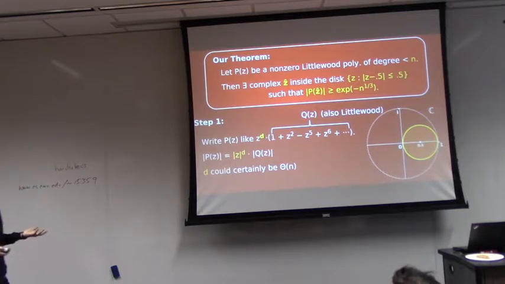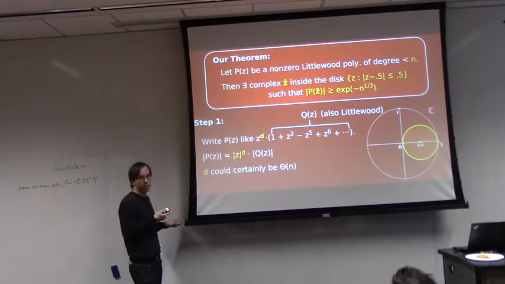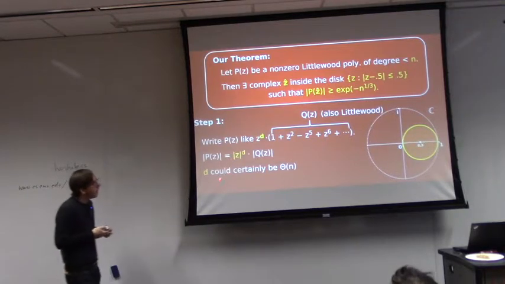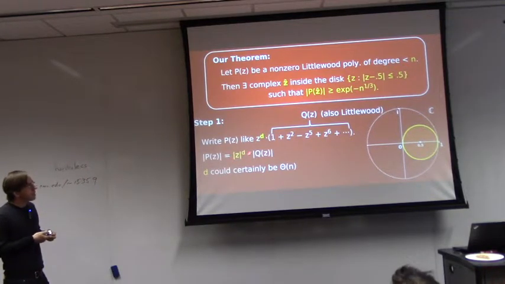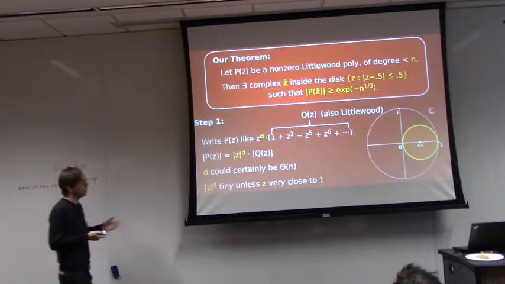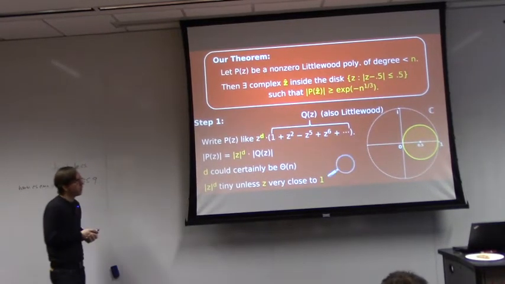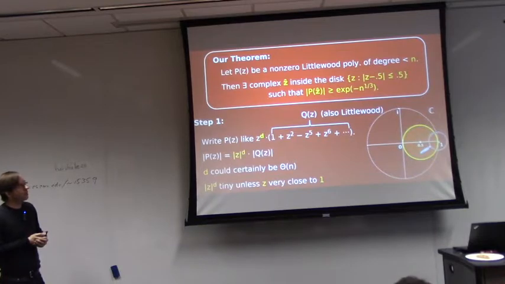And then you basically have the same problem, a Littlewood polynomial of degree n over 2 times z to the n over 2. Which basically means that this point you're looking for somewhere in the disk had better be super close to 1. Because the magnitude of z to the d is tiny unless z is very close to 1. And there's no reason d couldn't be n over 2. So you better put your magnifying glass here to look for a point.